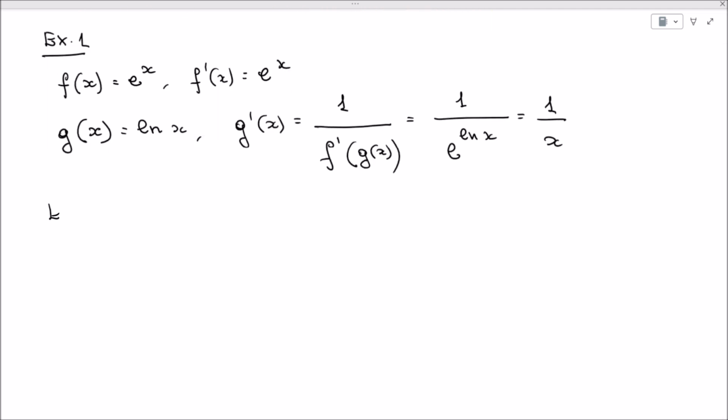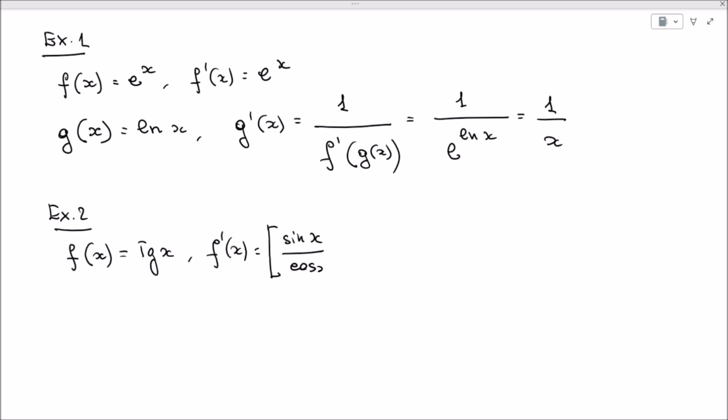So it's very easy once we assume that the theorem is valid. Let's now consider the inverse. Let's take the function f of x equal to tangent of x, and let's evaluate the f prime of x. Now f prime of x means, if we replace the expression for the tangent, we have the derivative of sine of x divided by cosine of x.